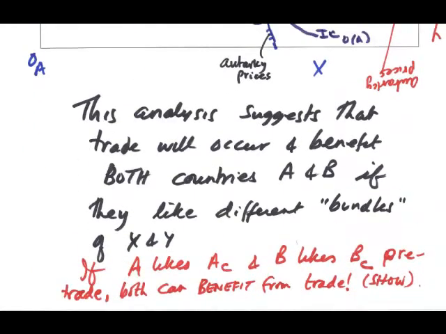This analysis suggests that trade will occur and benefit both countries A and B if they like different bundles of goods X and Y. If A likes the point AC and B likes the point BC, pre-trade, both can benefit from trade.